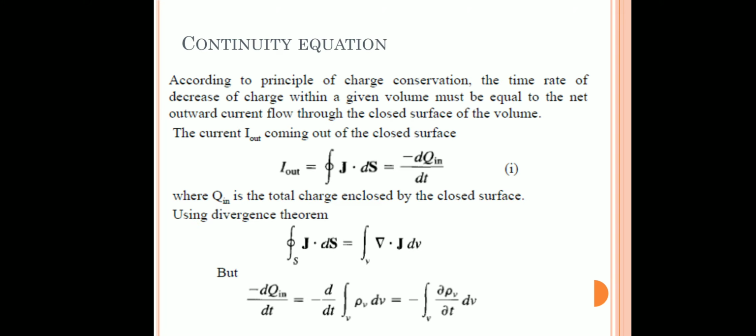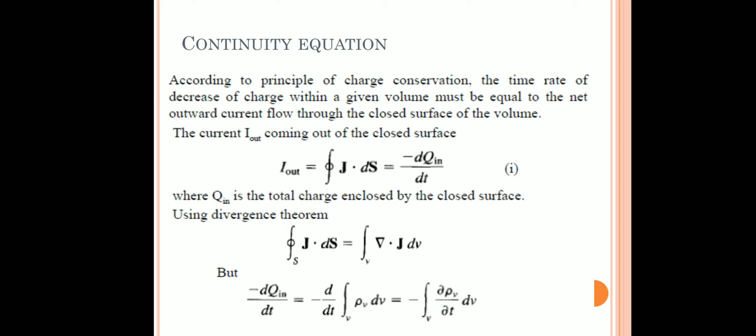Hi all, in this class we are going to derive another equation that is called the continuity equation. So we can see what the continuity equation is. The continuity equation is nothing but the mathematical statement of the law of conservation of charge for a time varying system. So for a time varying system, how can we mathematically represent the law of conservation of charge? That is the continuity equation.